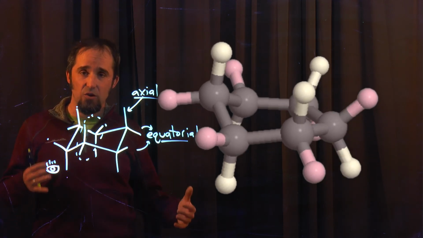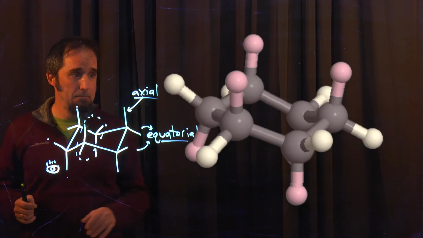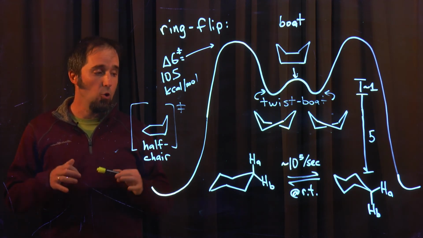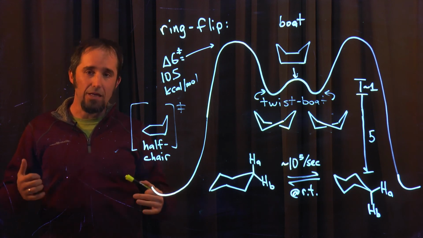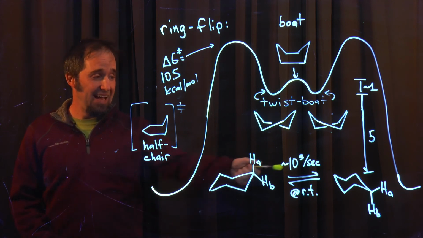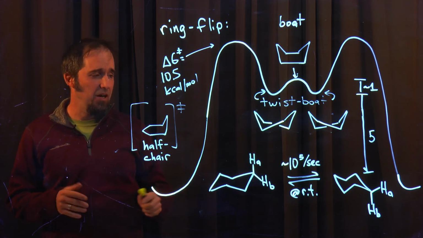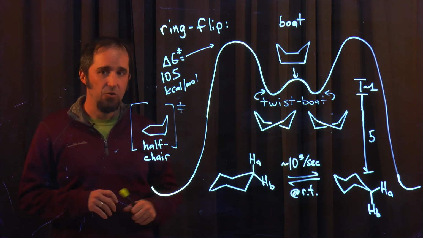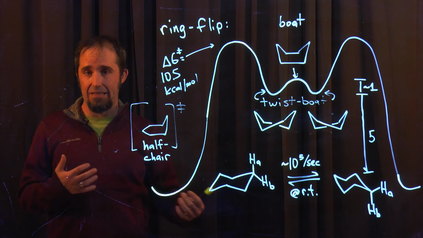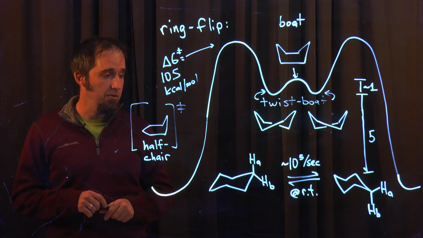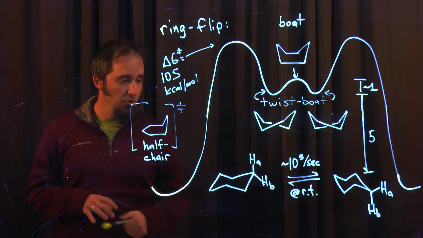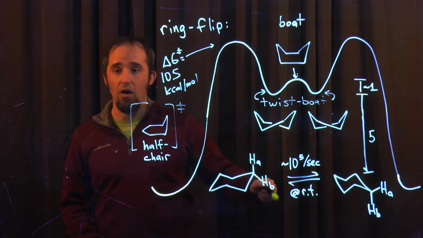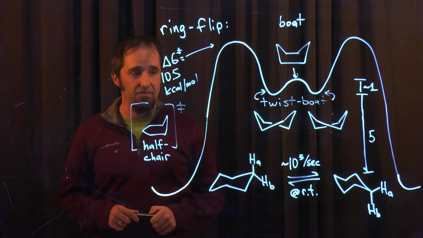So what's the potential energy surface look like? Let's take a look. So this is the potential energy surface for a cyclohexane ring flip. So ring flipping, relatively fast, about 100,000 times per second at room temperature. So that's fast enough where most of our analytical techniques can't tell the two things apart. And again, when you interconvert, everything that was axial will end up equatorial. Everything that was equatorial will end up axial.